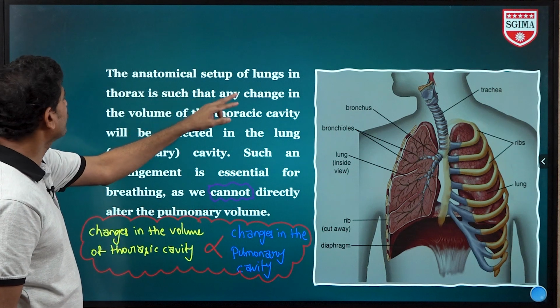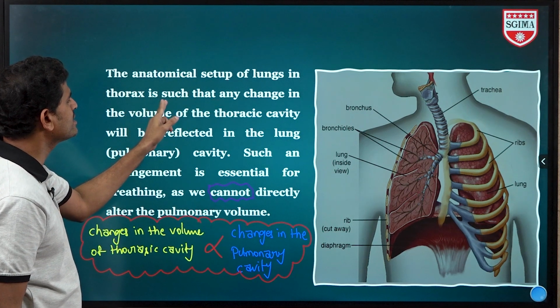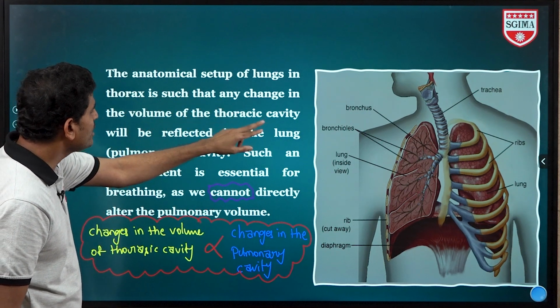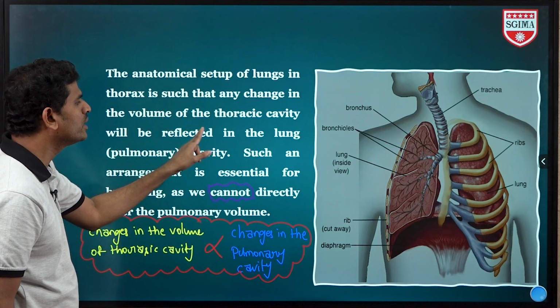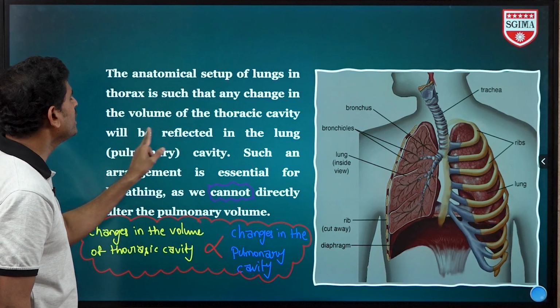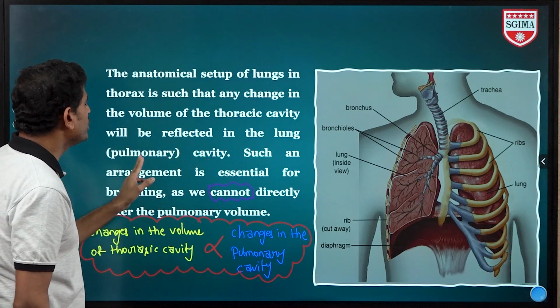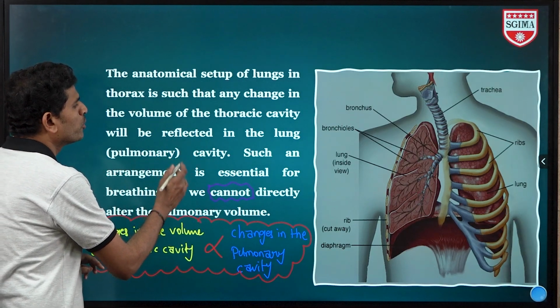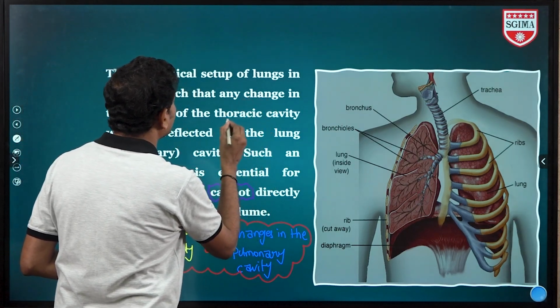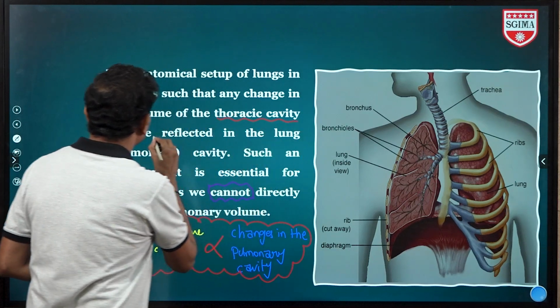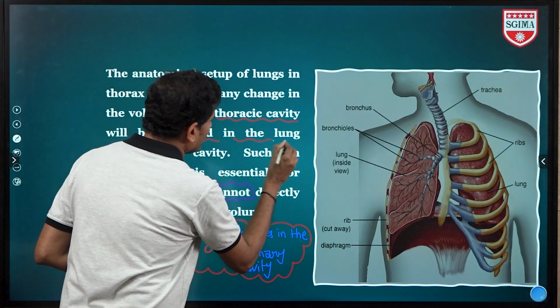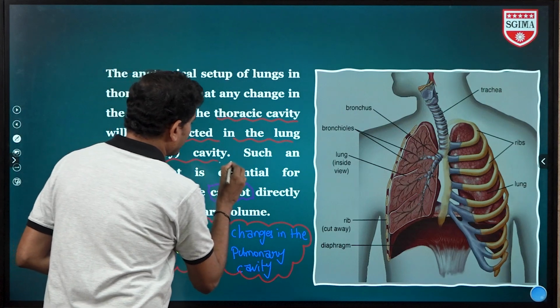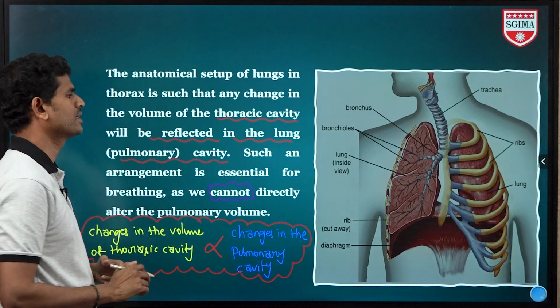The anatomical setup of lungs in the thorax is such that any changes in the volume of the thoracic cavity will be directly reflected in the lungs or pulmonary cavity. So changes in the thoracic cavity are directly reflected in the lungs or pulmonary cavity. This is enough from this slide.